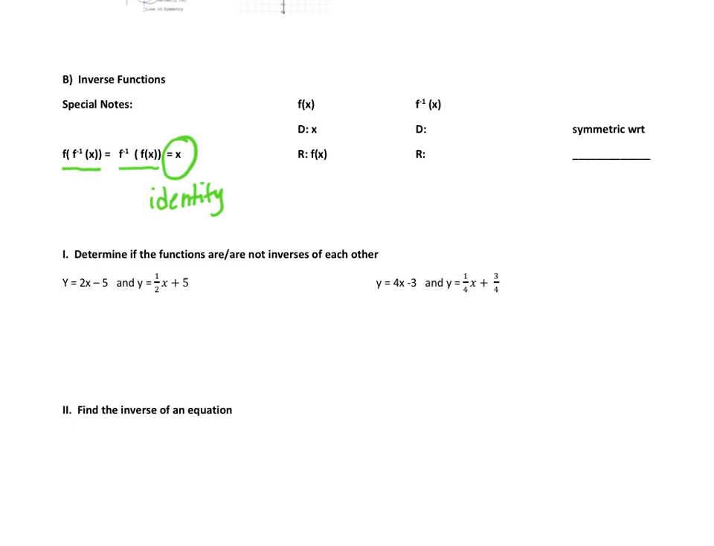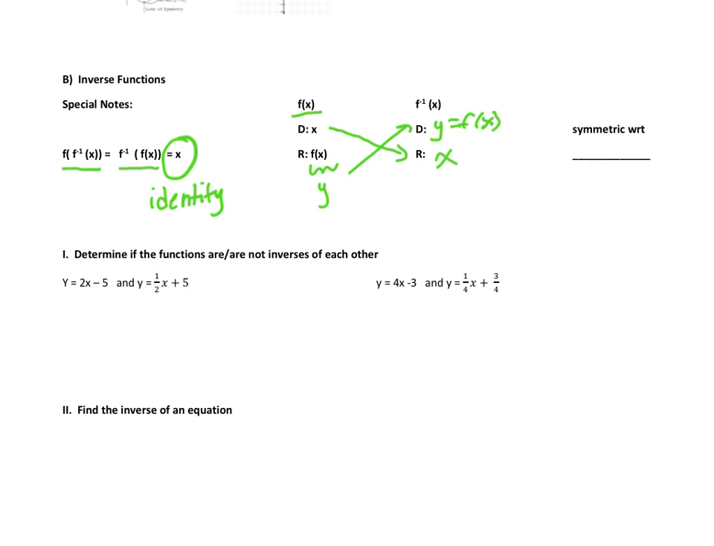A couple other reminders: if we know the domain for a function f, if our domain is x, and then we have our corresponding y values, which would be written as f of x, then remember for our inverse function, these switch. So the domain for f becomes the range for f inverse, and what would be the range for our original function becomes the domain. So the domain for f inverse is our y, or our f of x.